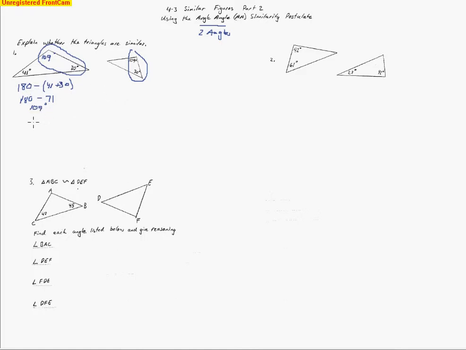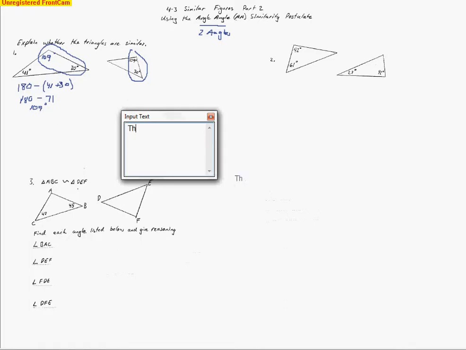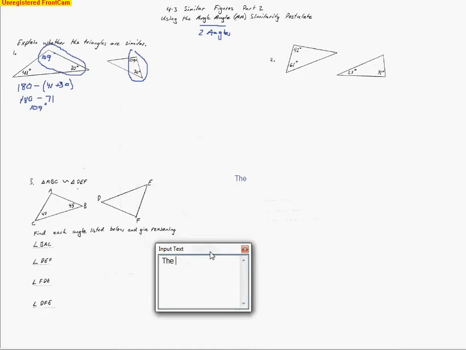So what I can say is the triangles are similar because two angles are congruent.